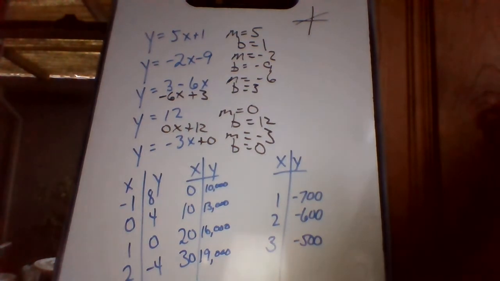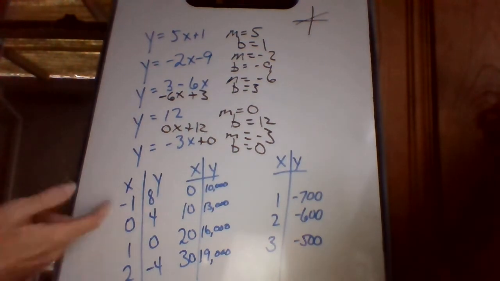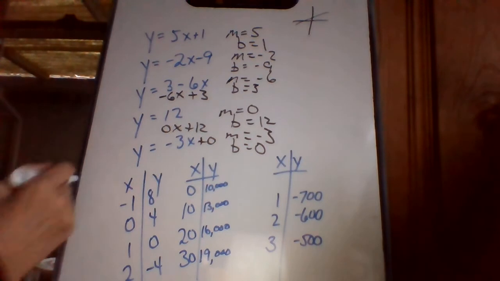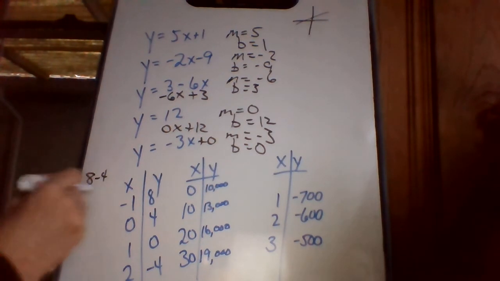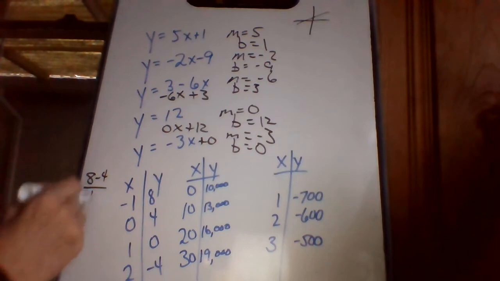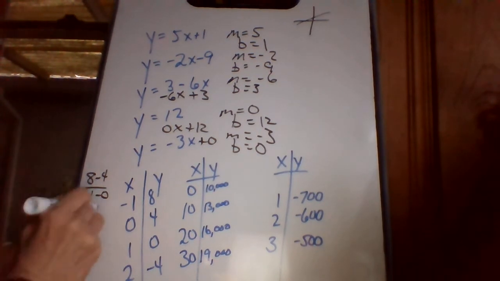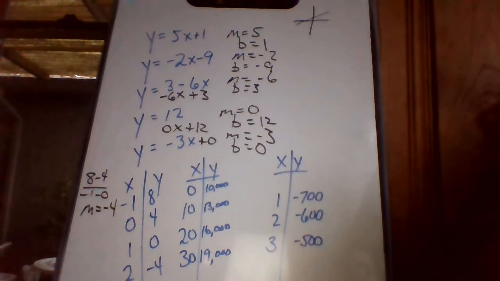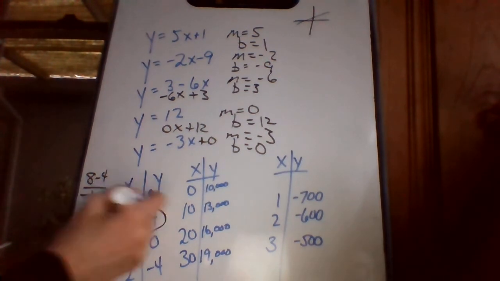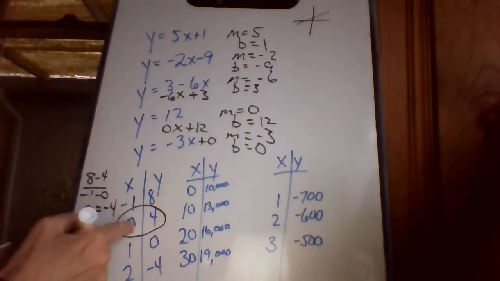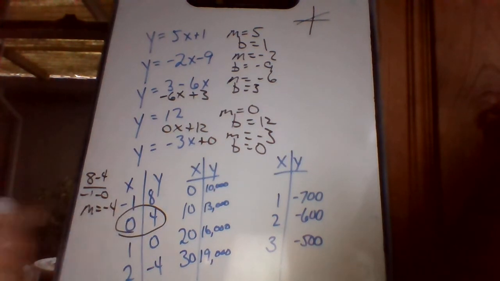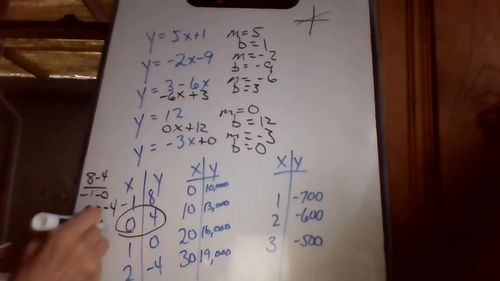Now, if it's on a chart like this, I know how to get the slope from a chart. I'll take those first two, y's over x's: 8 minus 4 over -1 minus 0, so that'll be 4 over -1. M equals -4. And the y-intercept is always the one that matches up with 0. There's a 0 right there for the x, and the y-intercept matches with that. So B equals 4.